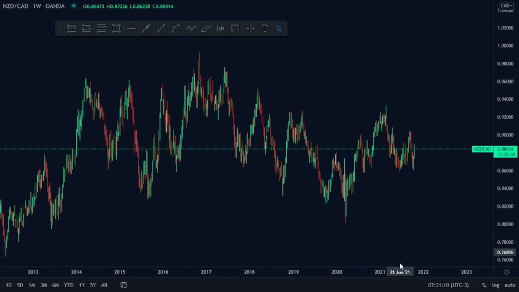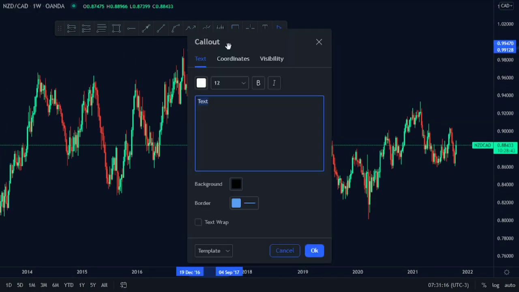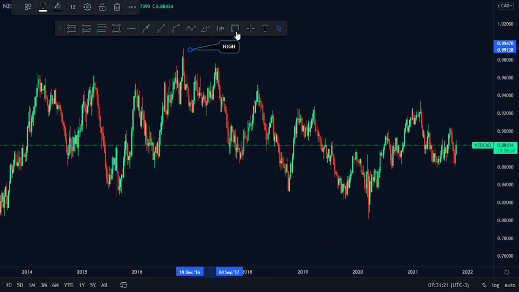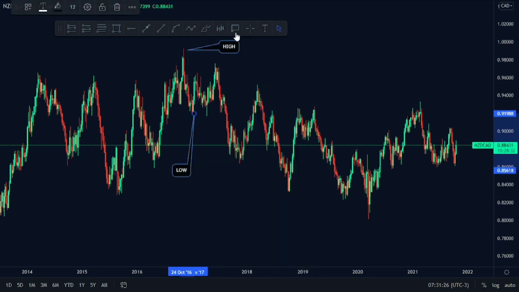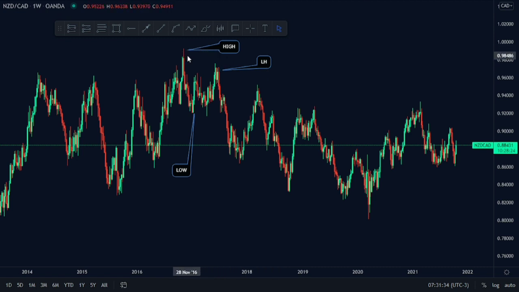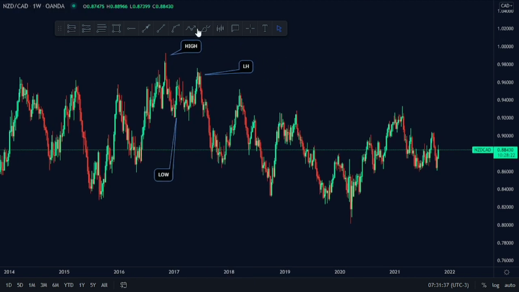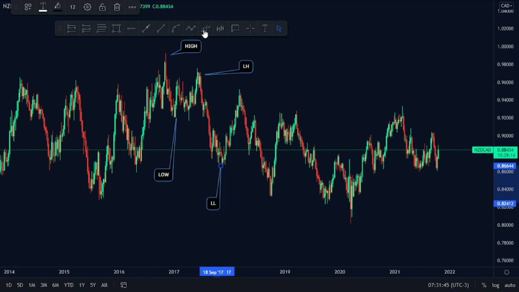So now let me mark this using the callout tool. This is a high. I'll explain to you why I'm saying this is our high. This is our low. This one is our lower high. Why is it a lower high? Because it is lower than the previous high. Then after a lower high, what do we see? We're seeing a lower low. Why is it a lower low? Because it is lower than the previous low. Hence we're calling it a lower low.